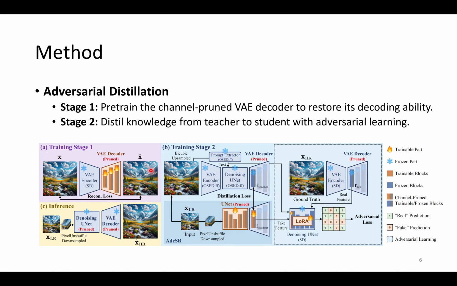In the second stage, we distill knowledge from the large OSEDiff model into our small AdcSR model. We match their intermediate features using L1 loss. Then we add a discriminator to evaluate the realism of the output features. We use a GAN-style loss to encourage the student model to generate realistic features. This entire process happens in feature space, not image space, so it is more efficient.